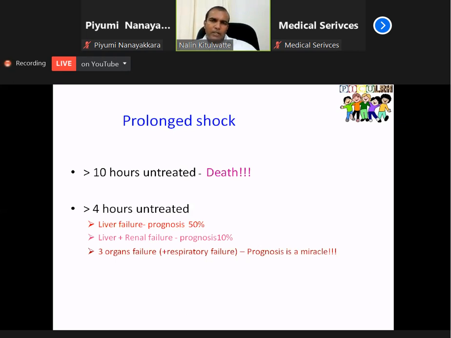I know you may have been told about shock. Shock is inadequate tissue perfusion. The earliest sign of shock is prolonged capillary refilling time. If your capillary refilling time is more than 5 seconds, that means it's shock. So that is what we want to detect. If the capillary refilling time is prolonged, you need to treat that.